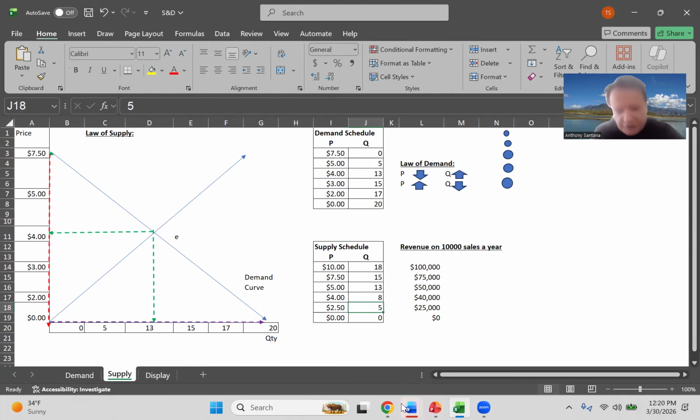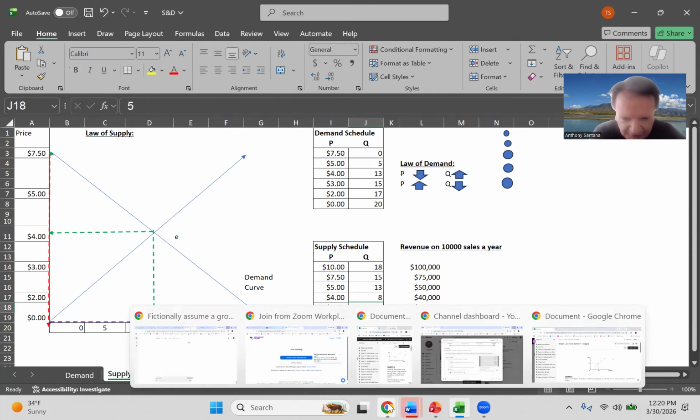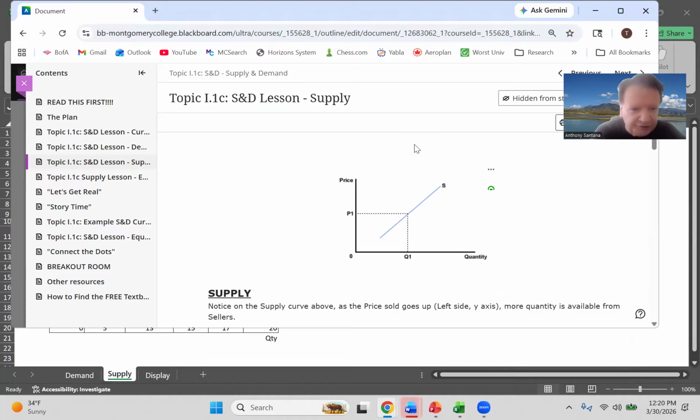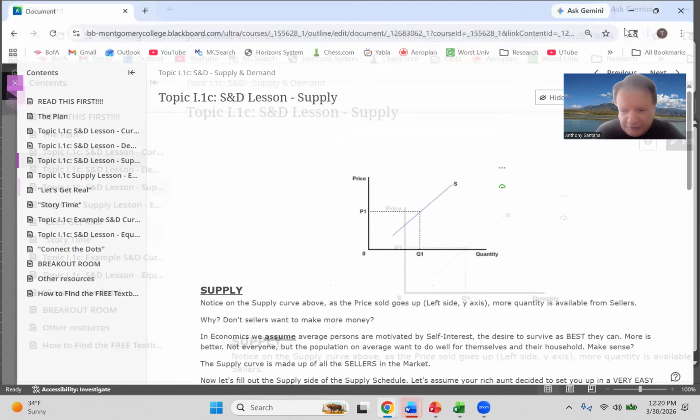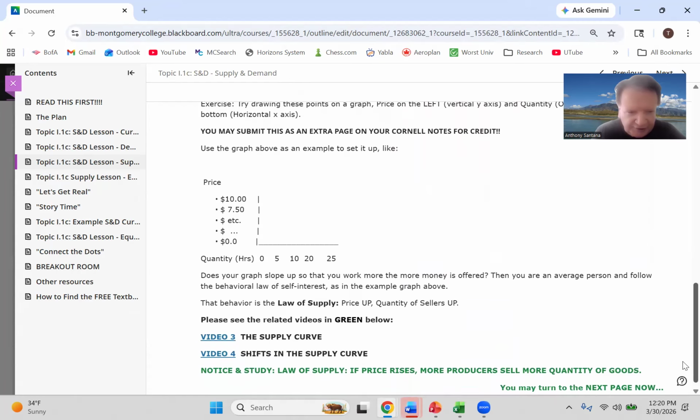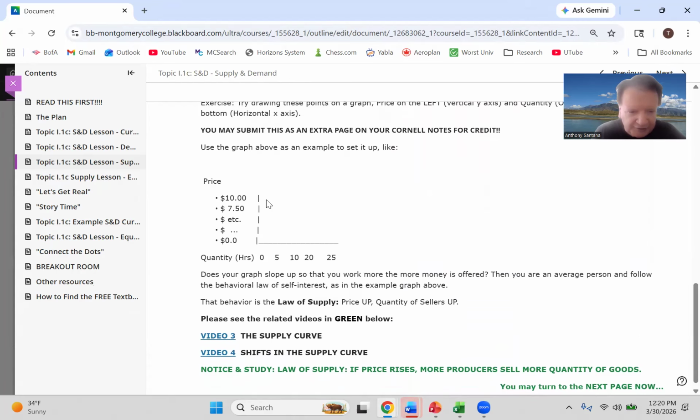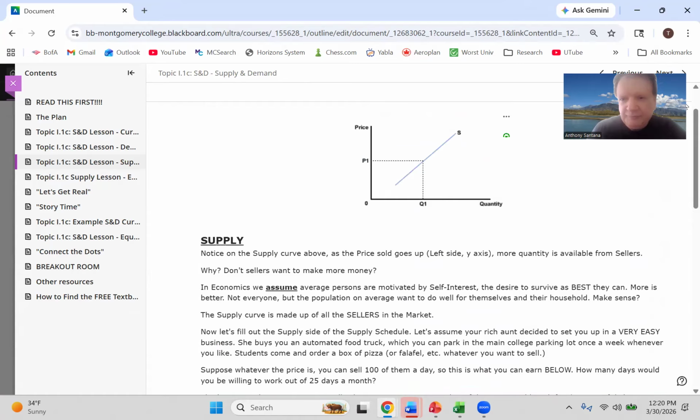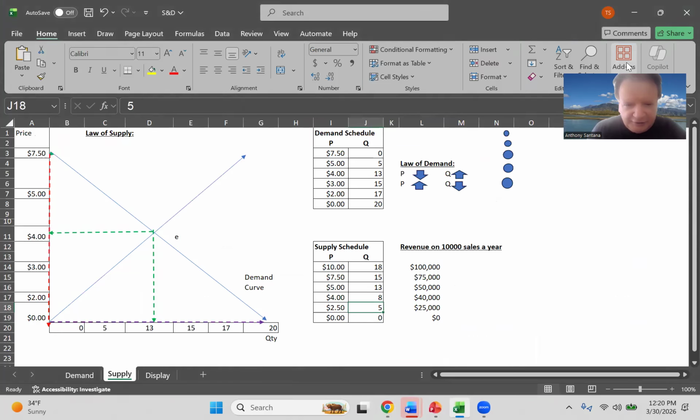There's a worksheet on the document, which you can feel free to fill out for your Cornell notes. Add it to your Cornell notes and set up the graph something like this, or you can just use my graph from the Excel file. Okay, so let's go back to this.